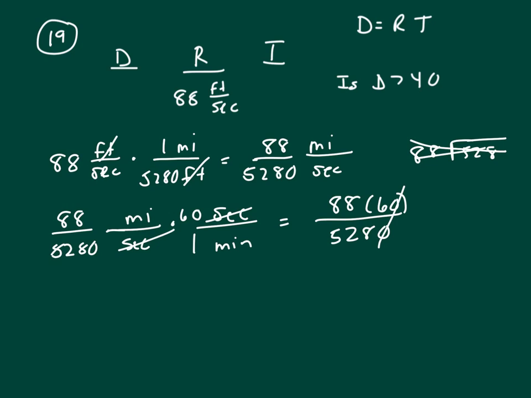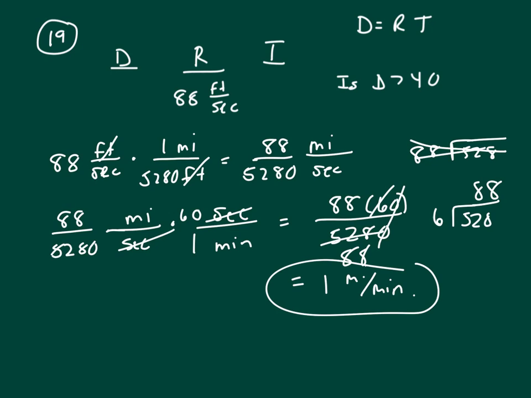So let's reduce this down. 6 will go into 528 how many times? That's going to be 4. It's going to be 88. So this is 88, so we end up with 1 mile per minute. Okay, so that's this rate, 1 mile per minute.